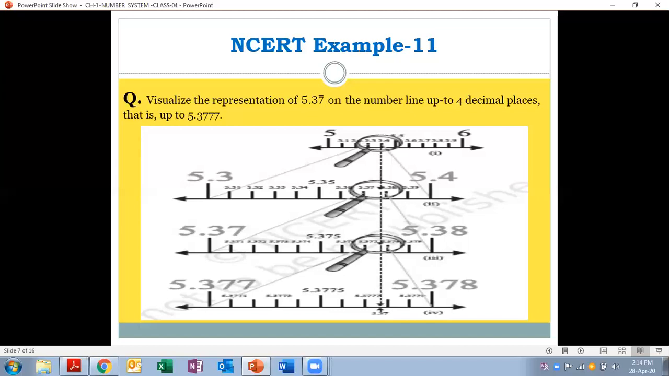So this is the visualization concept, how we solve it, and how we magnify the given integral value on the extreme left and on the extreme right, and then the decimal values on the extreme left and the extreme right. So I hope you are getting it and you are understanding what I'm explaining right now.